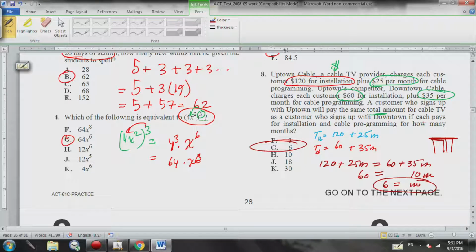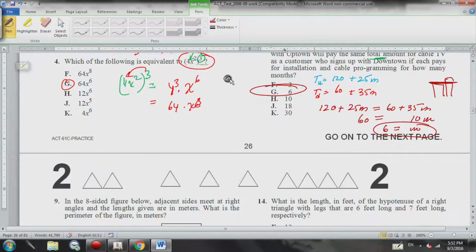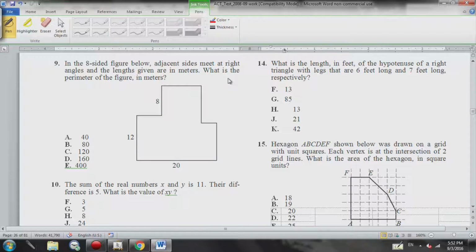After that, the Downtown people, who pay the higher monthly charge, will be paying more overall. So even though Uptown charges more in the beginning, after 6 months, these people will be paying much less. So if they do their math and remember their algebra, they would save money on their programming. All right. Question number 9.